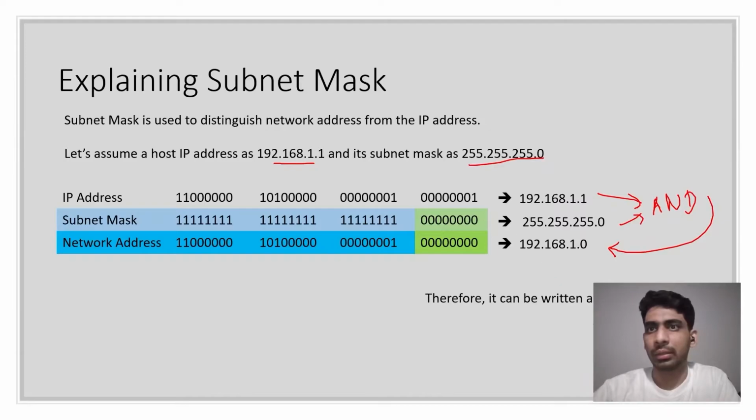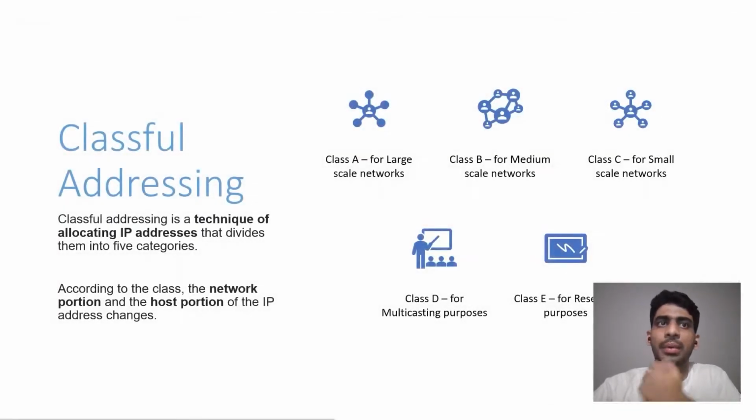In this case, the subnet mask will be 255.255.255.0. So it's exactly 24 bits from the beginning, so we denote it here as 24, as it should be. And that's it about subnet mask. Let's talk about classful addressing.